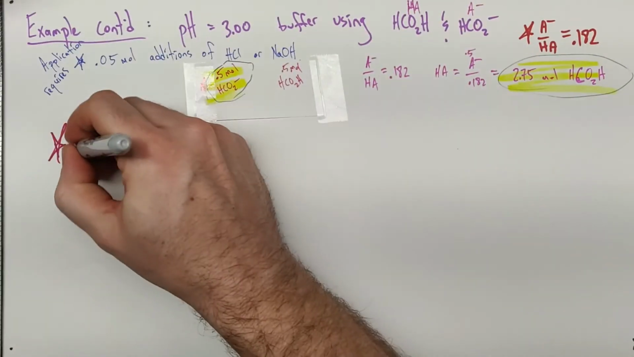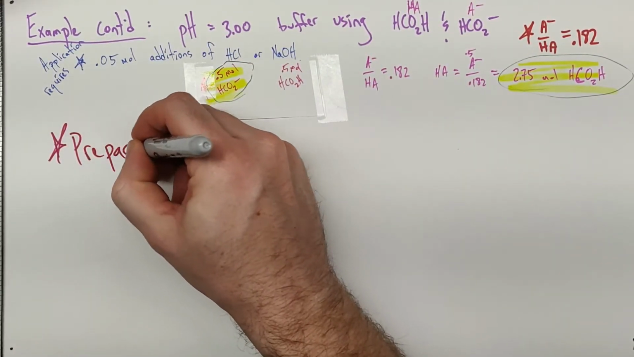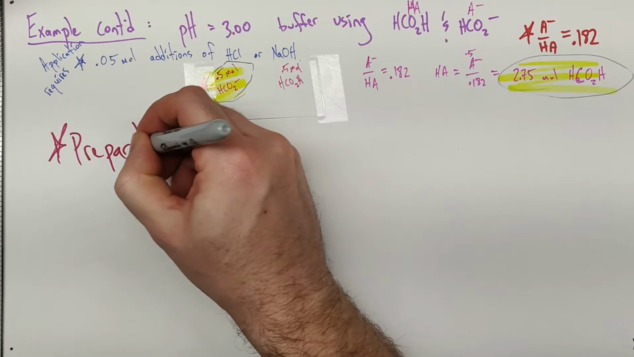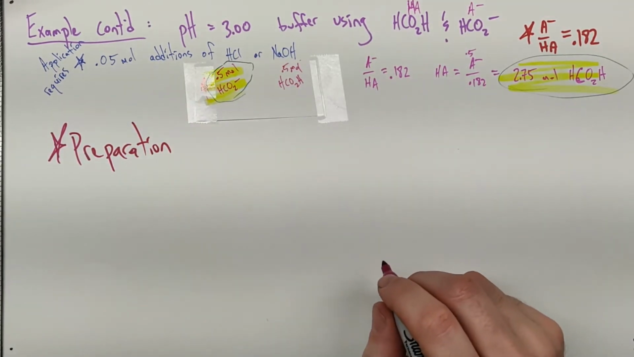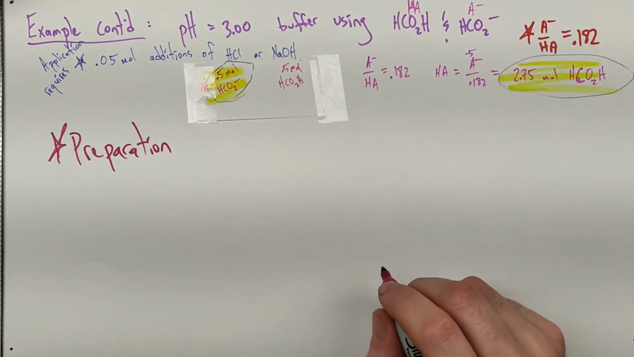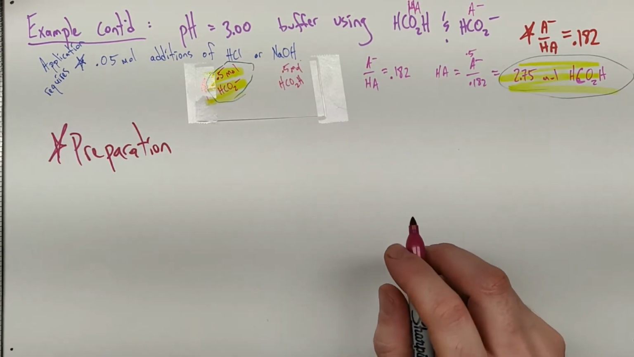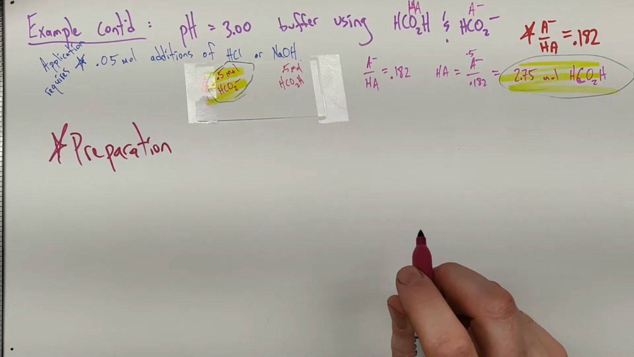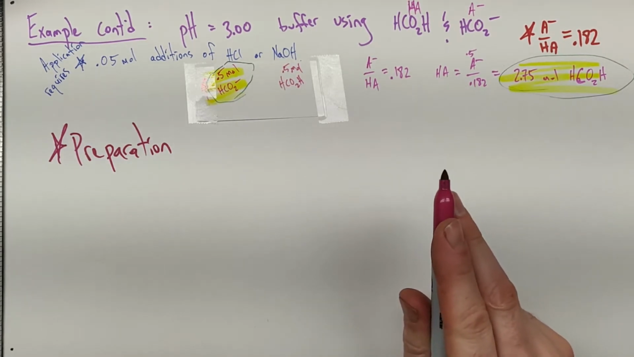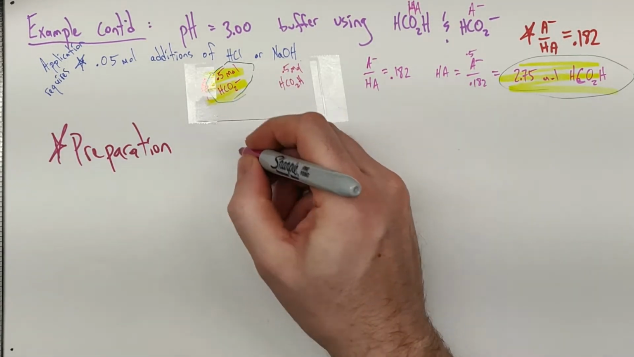So now let's talk about preparation. And we're just going to use some kind of standard laboratory items that you might have. In this particular case, we'll say 6 molar formic acid and solid sodium formate. And I want to point out that there's a few different ways to do this.